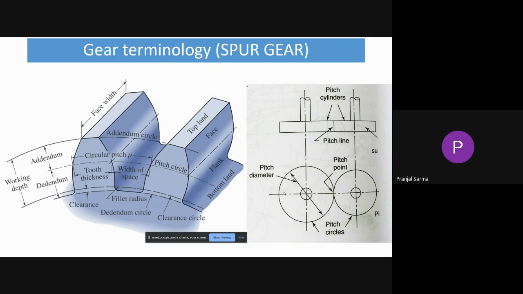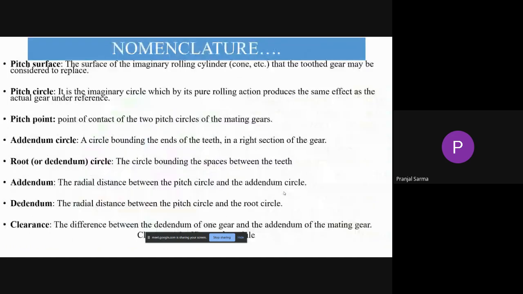There we have seen that certain imaginary circles are very important in our case, as they act as the reference. One of the very important ones is the pitch circle. All those quantities, the tooth thickness, circular pitch, etc., are measured along the pitch circle only. Similarly, the width of space or tooth space. Those are a kind of arc distance, not a straight line distance.